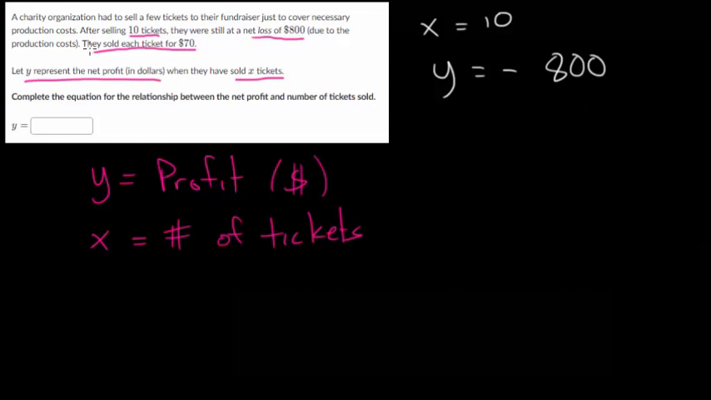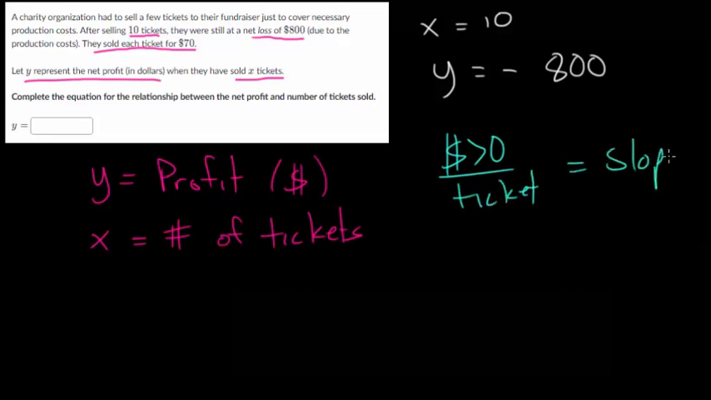And we also know that they sold each ticket for $70. So it's $70 per ticket. That is a rate right there. So this is actually our slope. And so we can write that down. So that $70 per ticket, this is our slope.